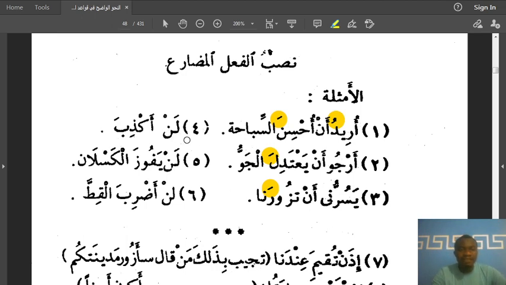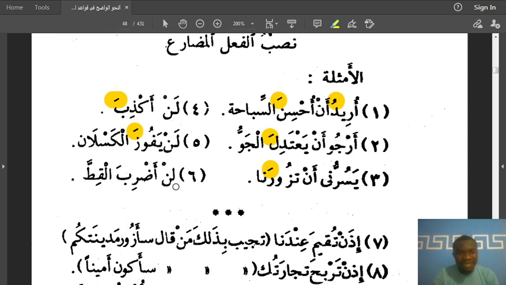And then we have example number 4, lan akziba. I will not lie. We see the fatha again here. Instead of akdhibu, say akdhiba. Lan means will not. And then we read again, number 5, lan yafuza. We see the fatha again. Al-kaslan is a lazy person. The lazy person will not succeed. And then we have lan adriba, another fatha. Al-qitta. I will not hit the cat.